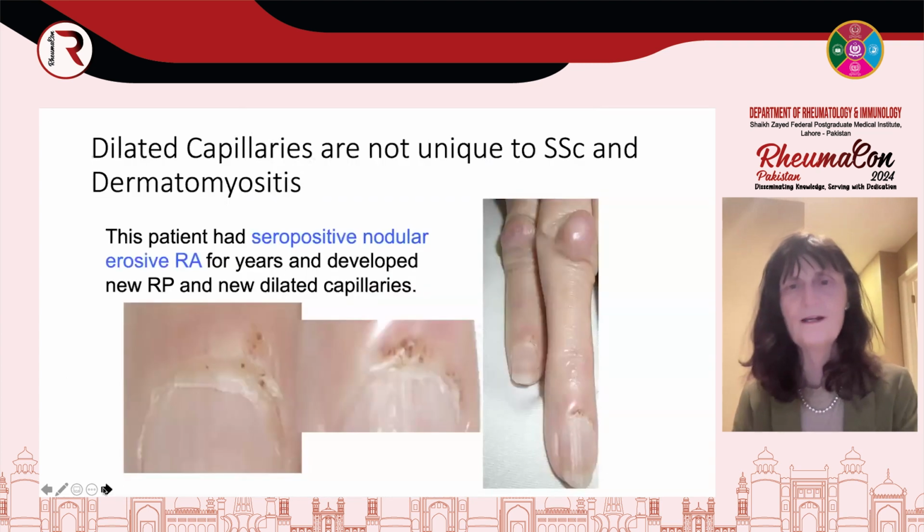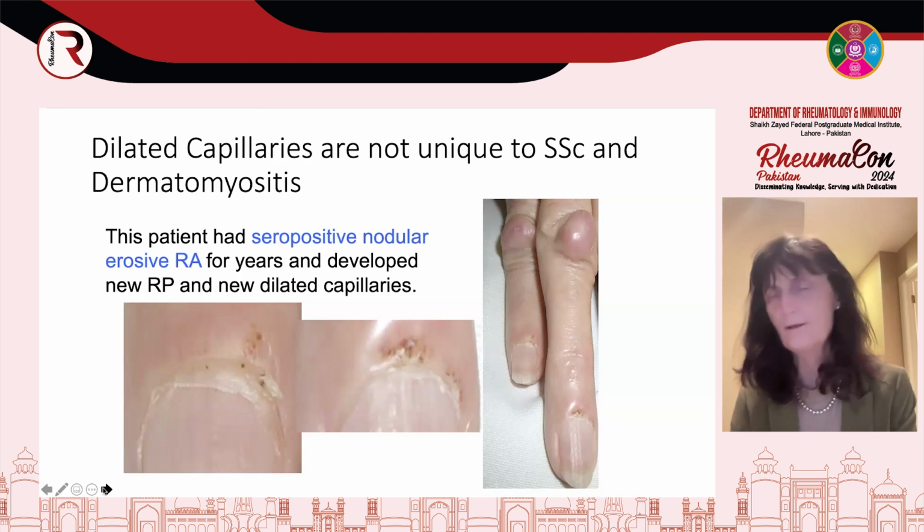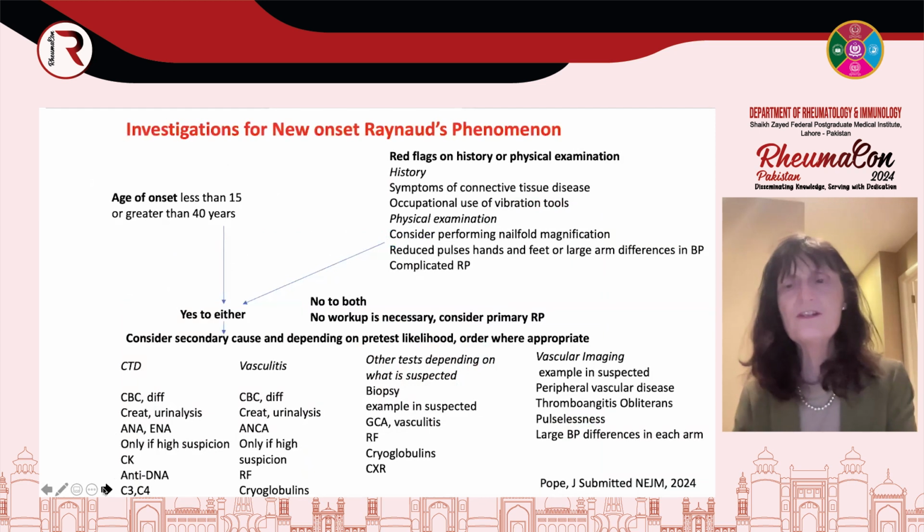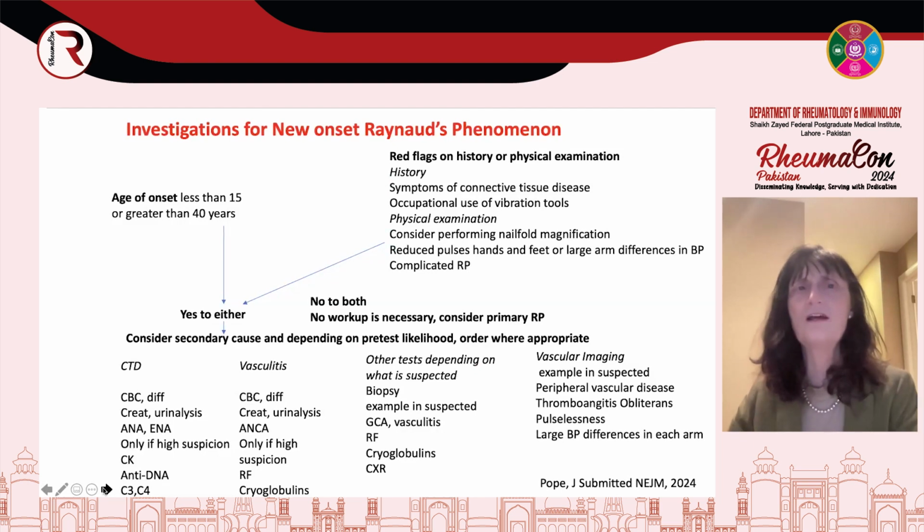And indeed it was. But if I show you the rest of the picture, this patient has rheumatoid nodules. So this was a man with decades of rheumatoid arthritis who then developed new Raynaud's after about 30 years of rheumatoid arthritis. So this is a nice algorithm, and if you want, you can certainly take a picture of any of my talk, including this. So it really helps you to understand.